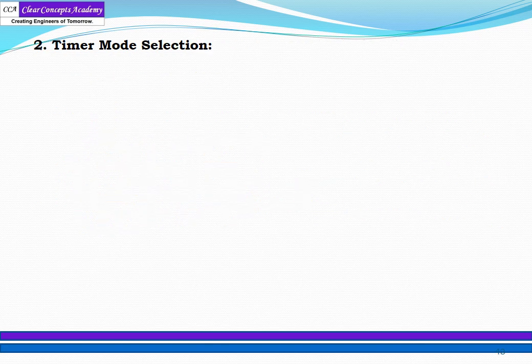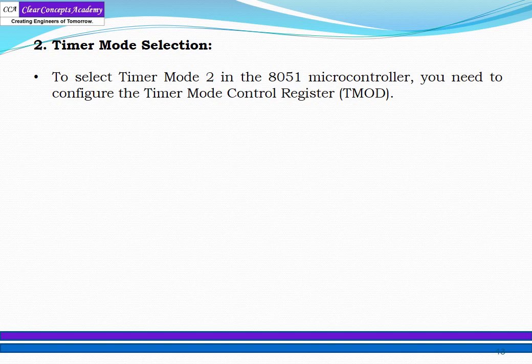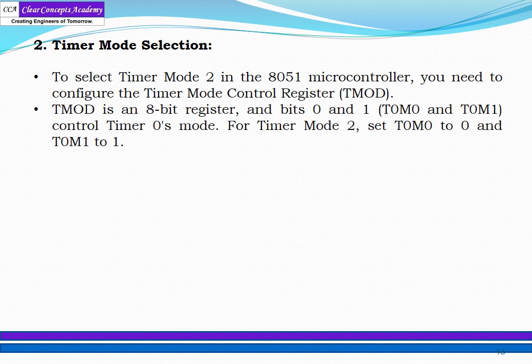Timer mode selection. To select timer mode 2 in the 8051 microcontroller, you need to configure the timer mode control register, TMOD. TMOD is an 8-bit register, and bits 0 and 1, that is T0M0 and T0M1, control the timer 0 mode. For timer mode 2, set T0M0 to 0 and T0M1 to 1. By setting this, timer 0 will be set to mode 2 operation.